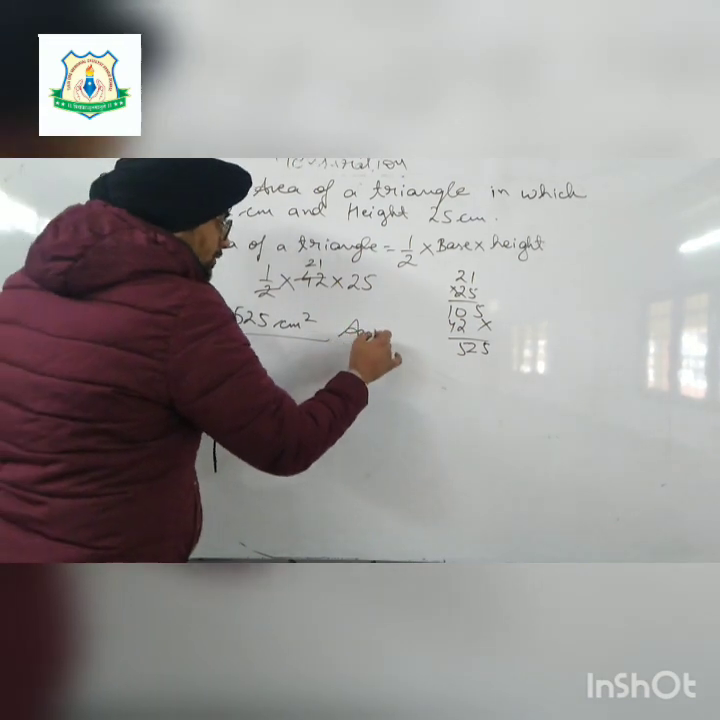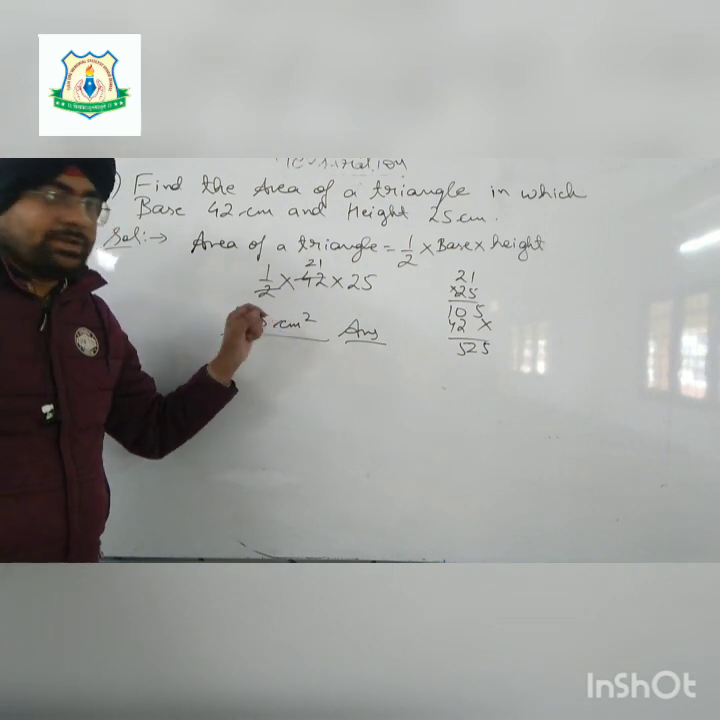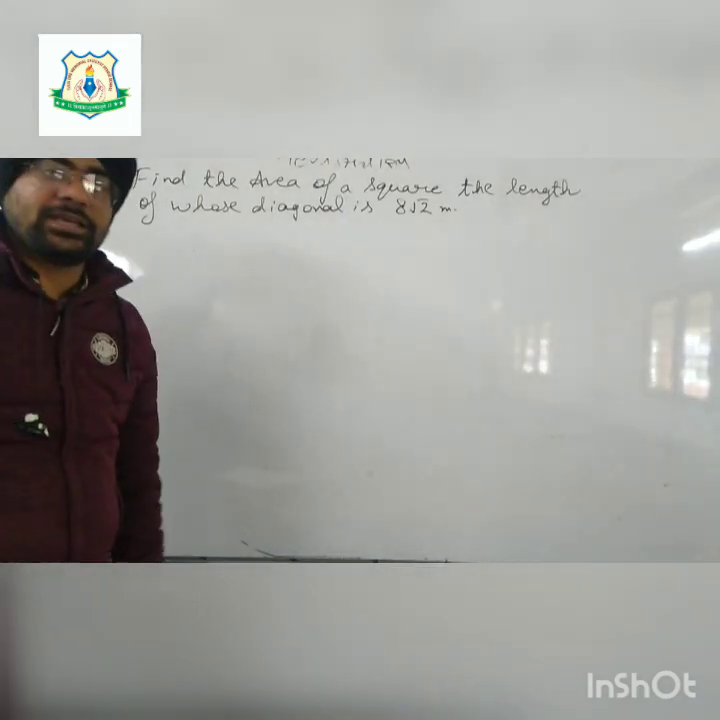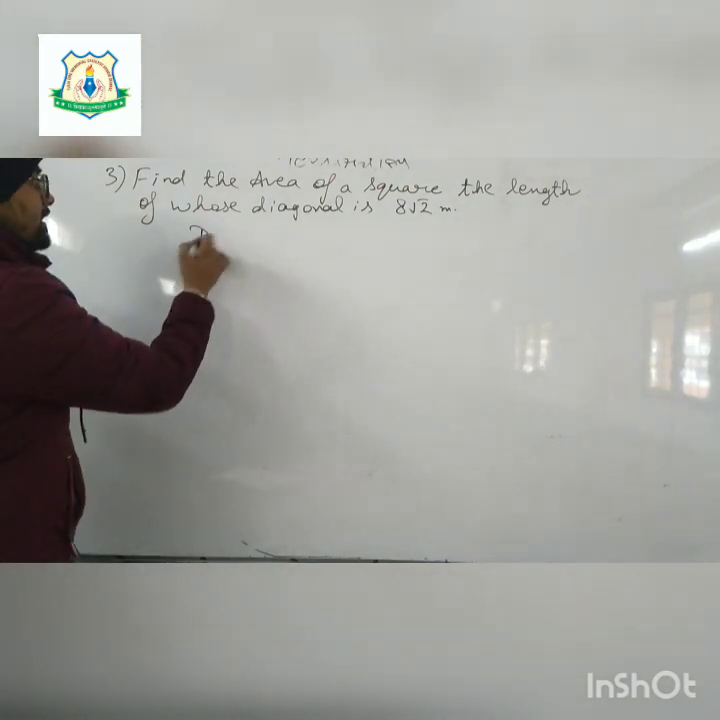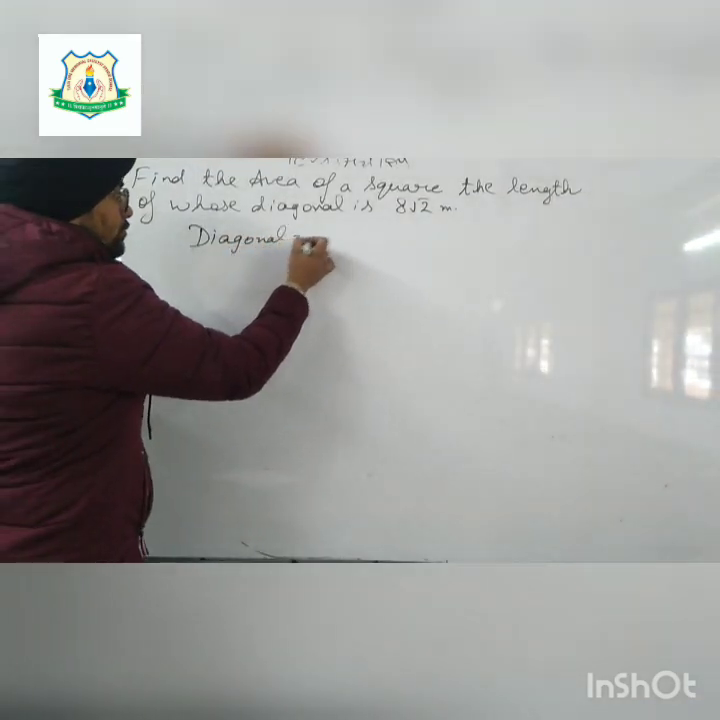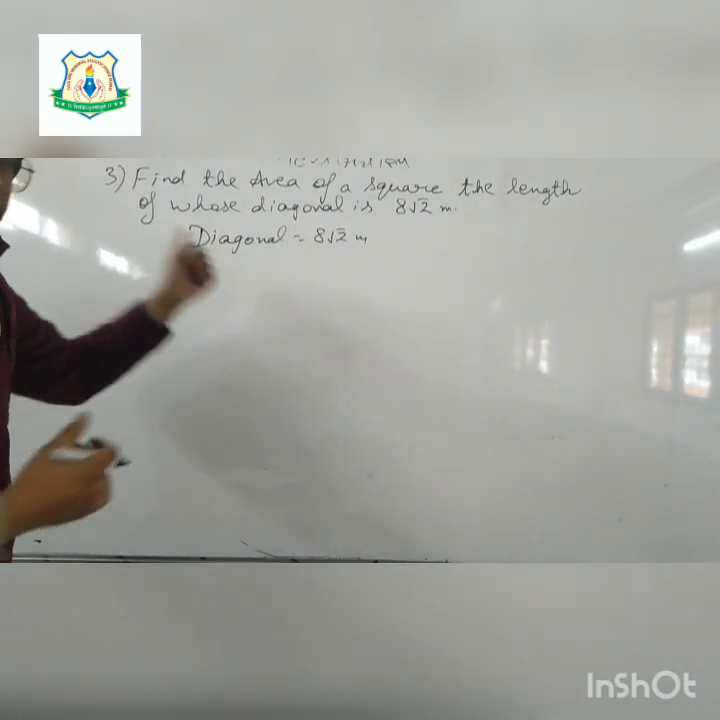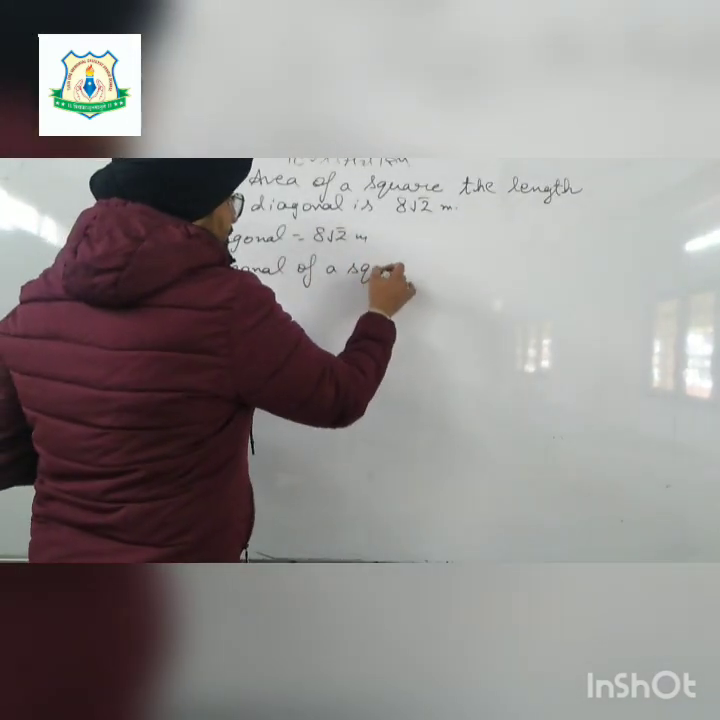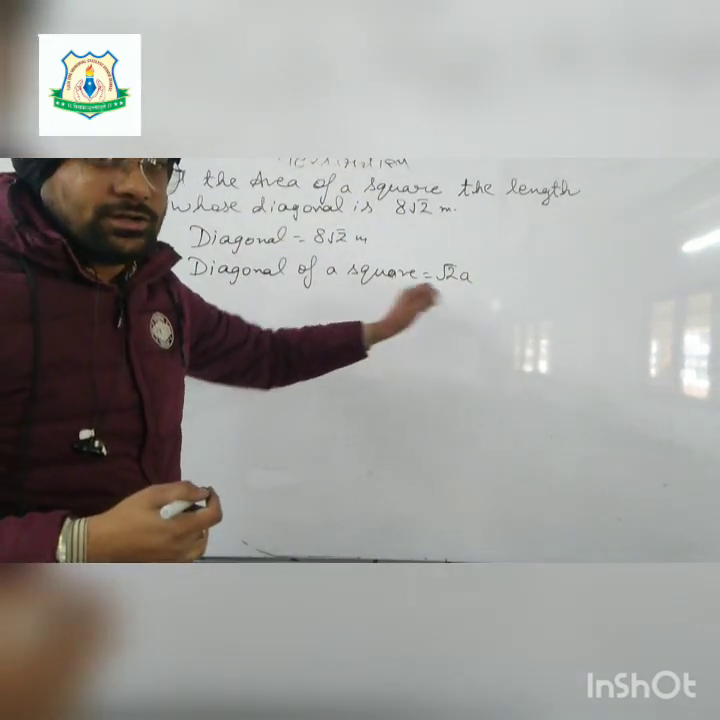Be very specific about writing the units, because in the case of area, you will take the unit as centimeter square or meter square, but in the case of perimeter, you will take the unit as meter or centimeter. Next question I have taken the case of a square. So question is find the area of a square, the length of whose diagonal is 8 root 2 meter. So in this question, diagonal is given as 8 root 2. So formula for diagonal of a square is root 2 a, where a represents the side of a square.